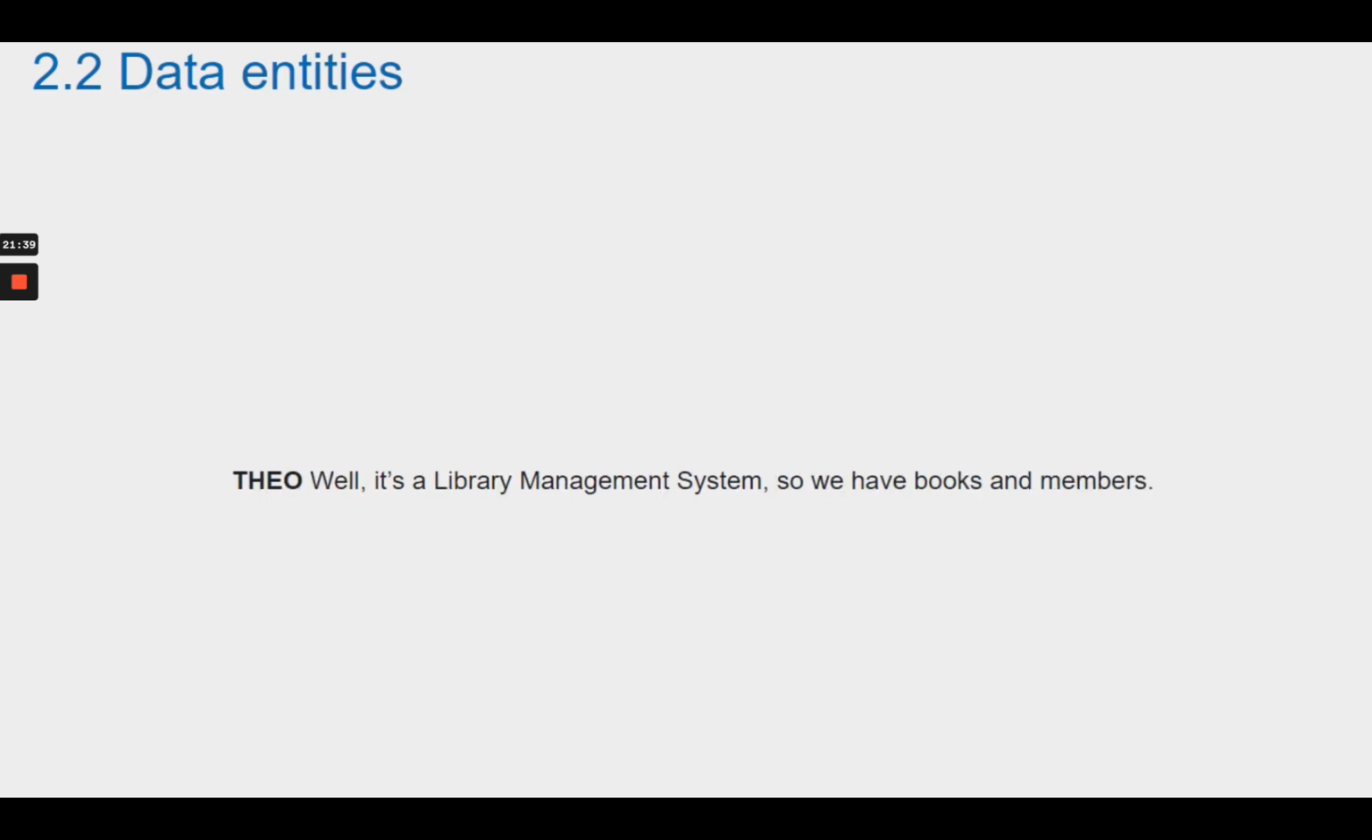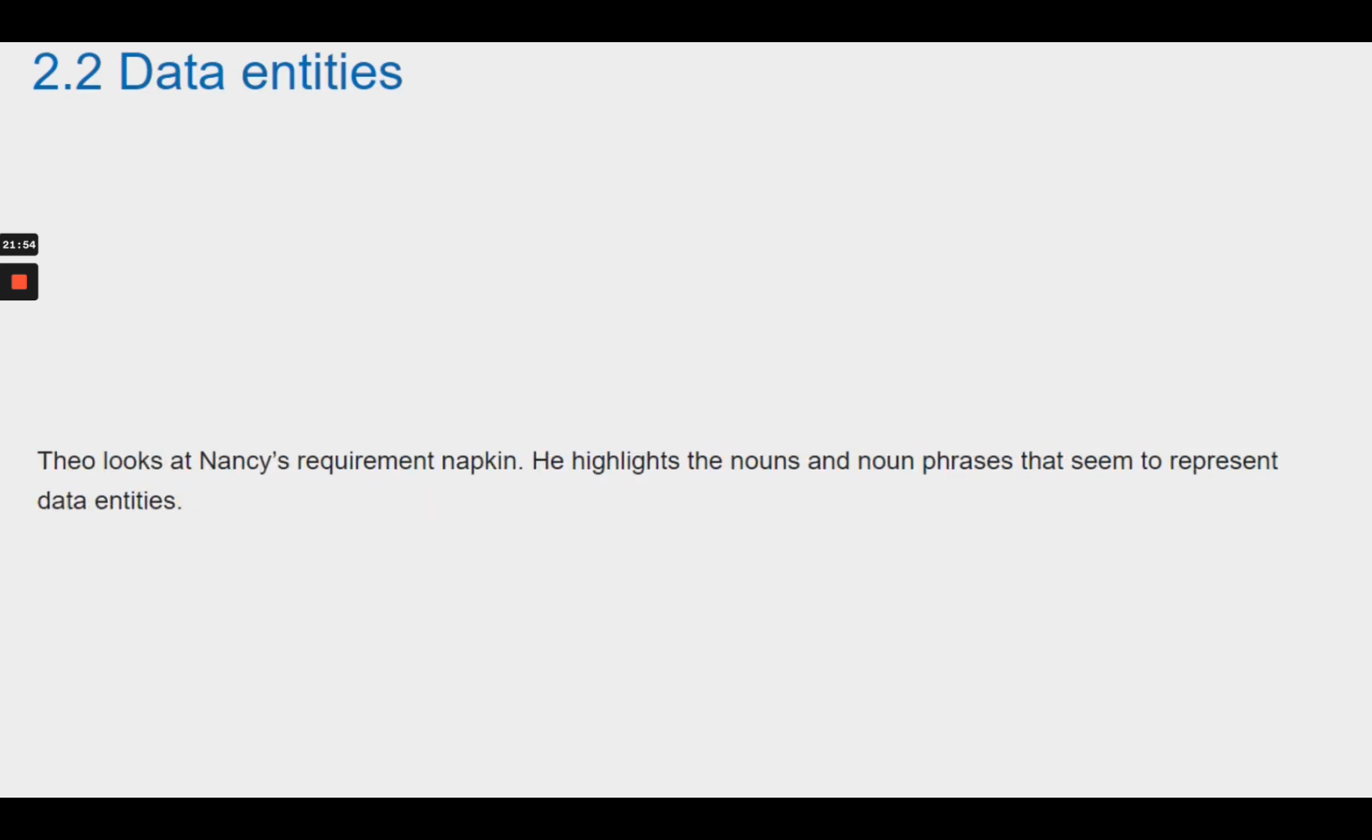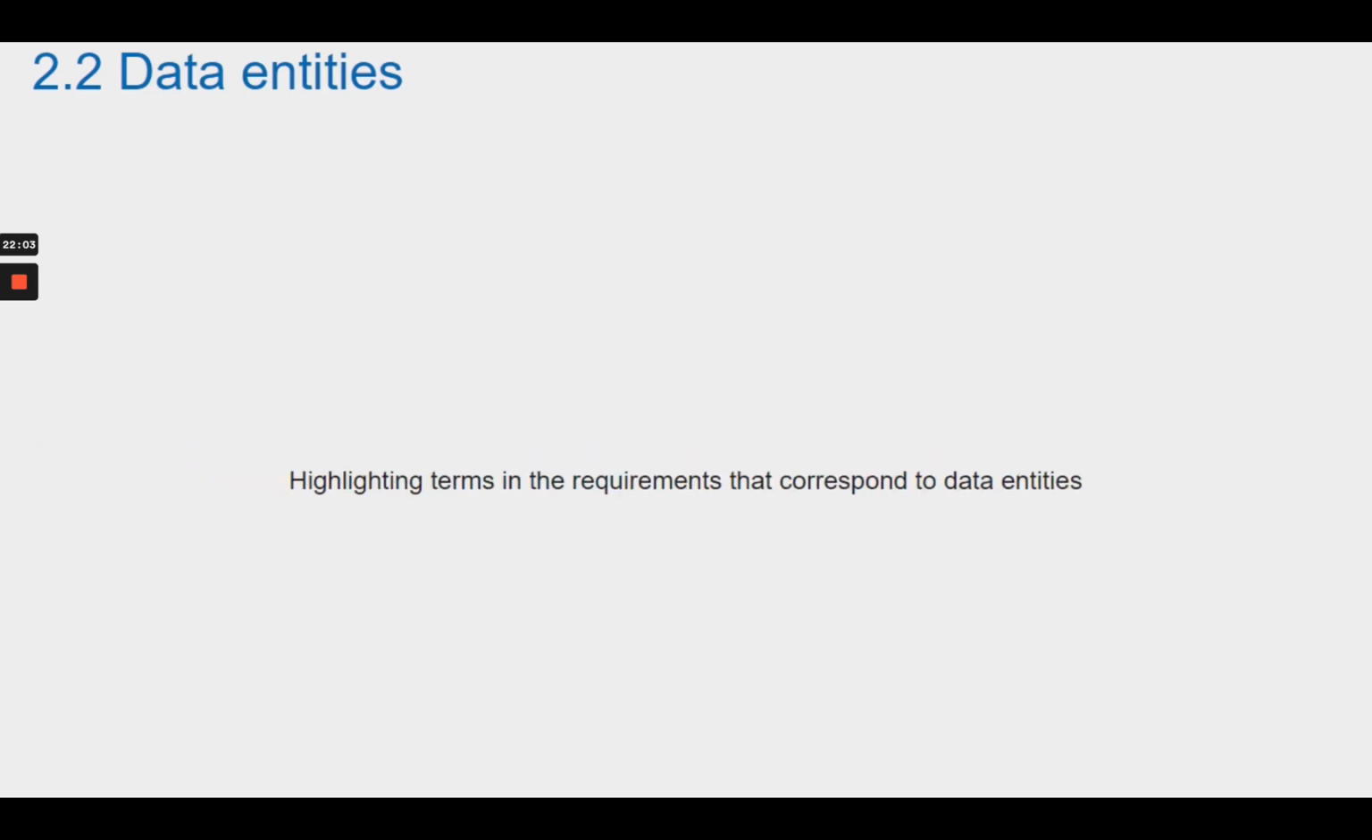Theo: Well, it's a library management system, so we have books and members. Joe: Of course, but there are more. One way to discover the data entities of a system is to look for nouns and noun phrases in the requirements of the system. Theo looks at Nancy's requirement napkin. He highlights the nouns and noun phrases that seem to represent data entities.